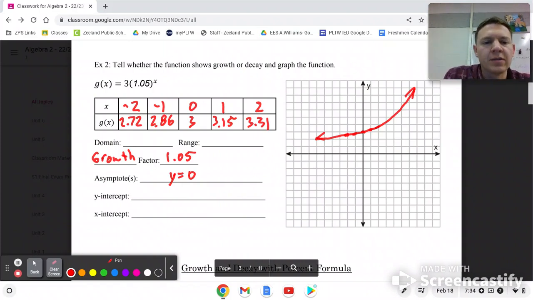Exponential growth. Domain, it's going to be very similar to the last one. Negative infinity to positive infinity. And the range, 0 to positive infinity, just like the last one. X-intercepts, let's go, none, of course. These really aren't going to ever cross the x-axis. And our y-intercept, well, if you look there, where do we plug in 0 for x? Right there. 0.03 is our y-intercept.